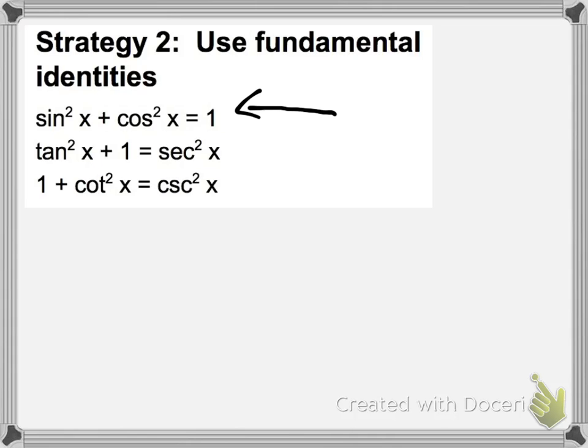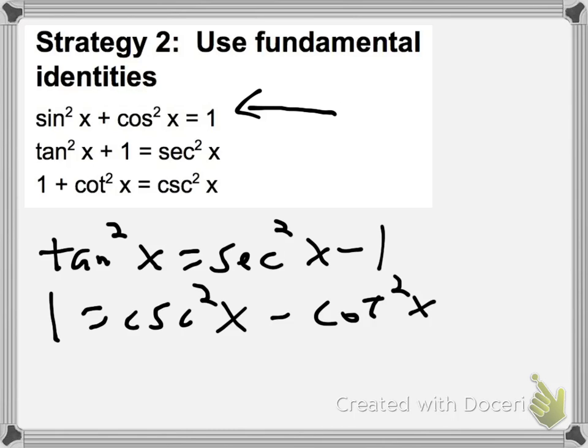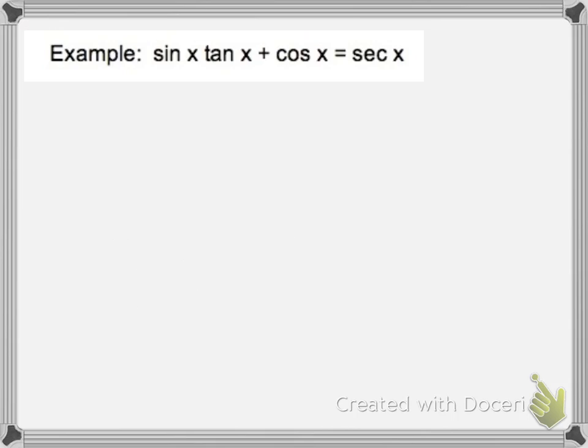And then also remember that you can take any of these, like the second one, and rearrange them by subtracting things over. So tangent squared of x equals secant squared of x minus 1. Or you could see in the bottom one that 1 is equal to cosecant squared of x minus cotangent squared of x. And we'll make use of these when we're verifying lots of identities.